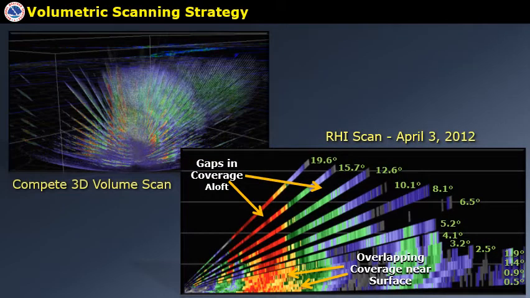The image on the left is a composite of all the tilts or elevation angles from a volume scan on April 3, 2012. Now, this allows for the creation of a three-dimensional model of a storm when everything is stitched together. The image on the right is a 2D composite of all the elevation angles. Notice that at higher tilts aloft, the gaps in coverage increase between scans.